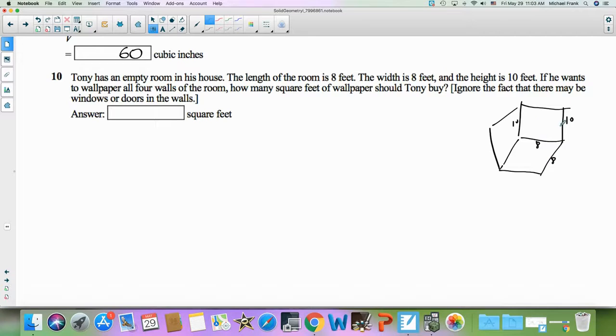So each wall, quite simply in your head, is 80 square feet. Well, and there are 4 walls. So it's going to be 4 times 80, which is 320 square feet. I just kind of did that one in my head.